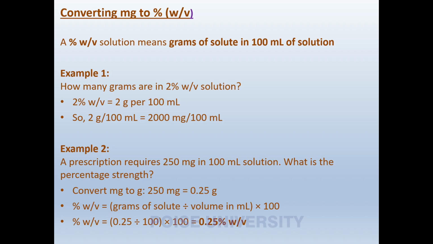Simple calculation. Milligram per mil. That means 25 milligram in 1 mil. You weigh 25 milligram of a powder of an ingredient, and you put it in just 1 mil of water.